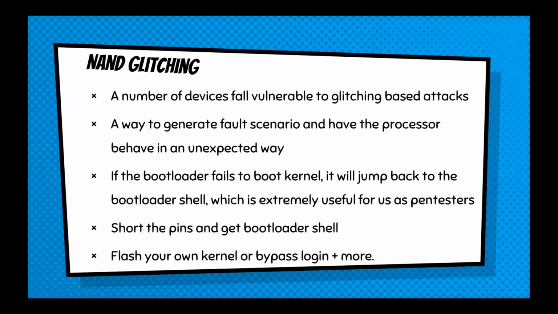Also, a couple of other things. I won't go in a lot of depth into these, just to provide you information that this is also something you can do. Things like NAND glitching are also possible. Glitching simply means that you bring a faulty condition to the target device. So let's say the bootloader is running on the device and it is about to boot the kernel. All you need to do is short two pins and make the kernel boot fail. In that way, you would be able to retain the bootloader shell, which you can then use to get root access or shell access, right?